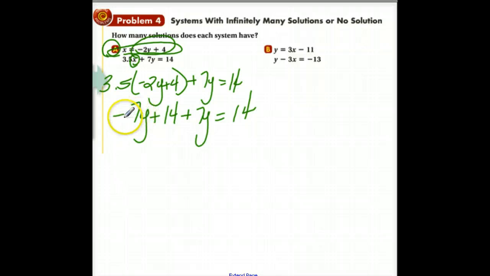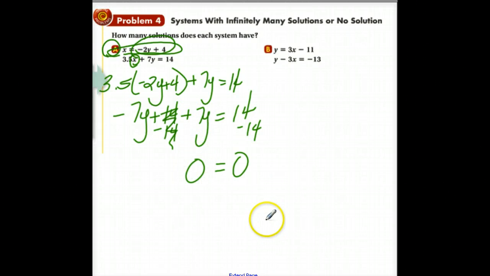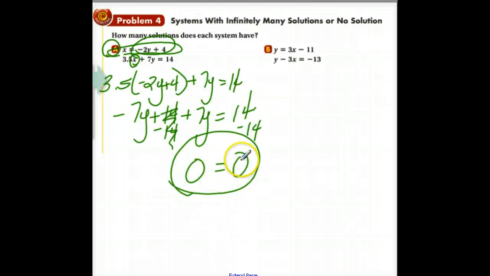Notice here that if I subtract the 14 from both sides, I get 0, and this one cancels, and negative 7y plus 7y also equals 0. When you substitute an equation into another equation and your variables are eliminated and you have two numbers that are set equal to each other and they're the same number, this system has infinitely many solutions.